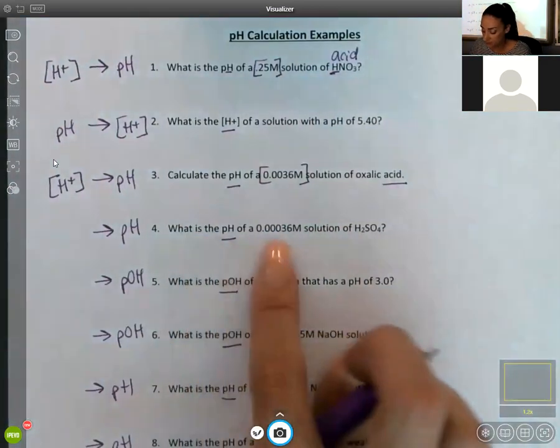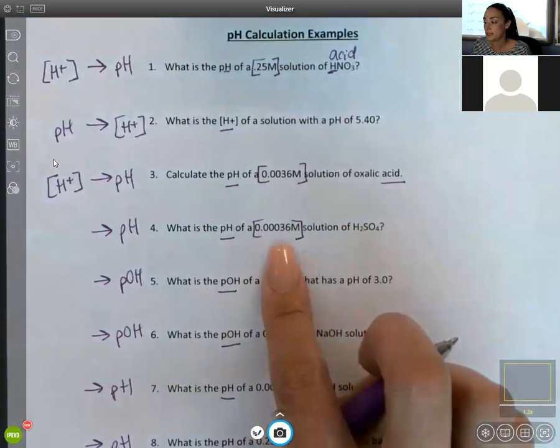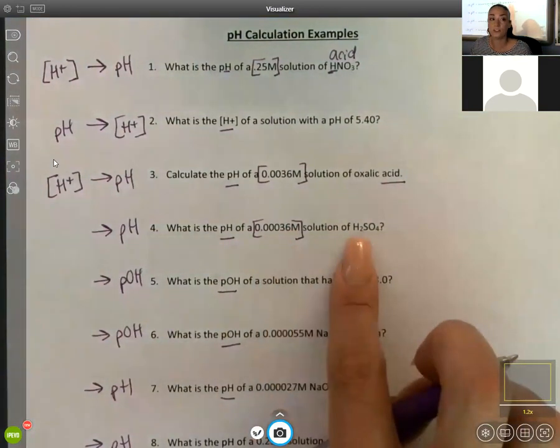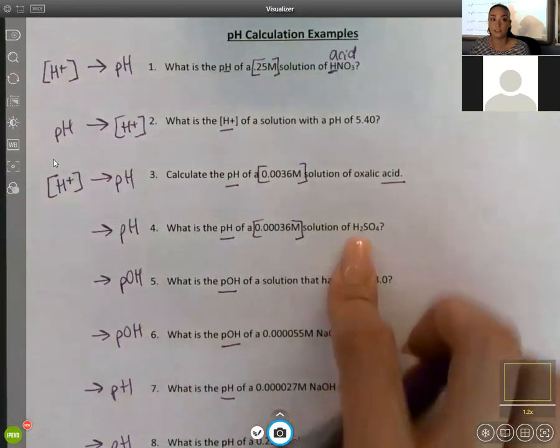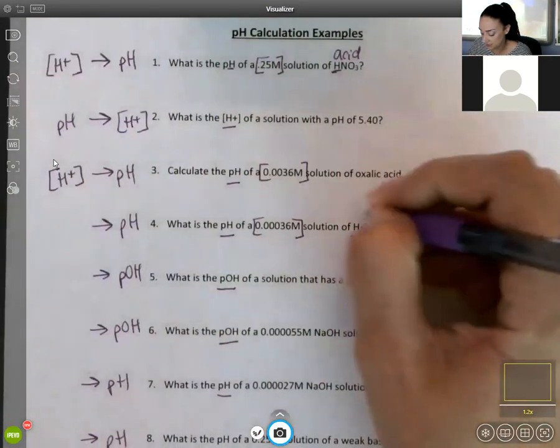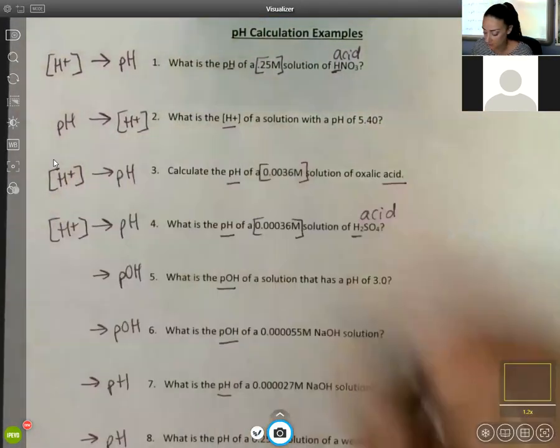Right here, they're giving me the concentration again. Is it of an acid or a base? Do you see H or OH? It's just an H, right? So this is an acid, which means it's going to be H positive, okay?